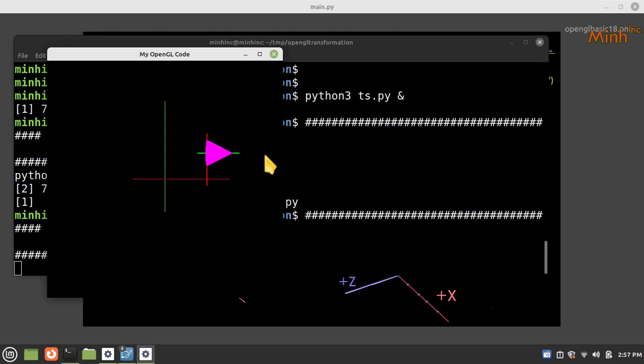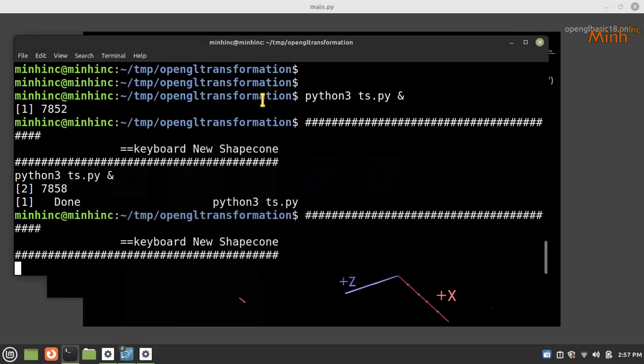Now if I press right, then this is right. This is the new axis. This x is right, this x is left. This y is forward and y backward. So if I press right, it will go in x direction. Okay, left. If I press up, it will go in y direction.